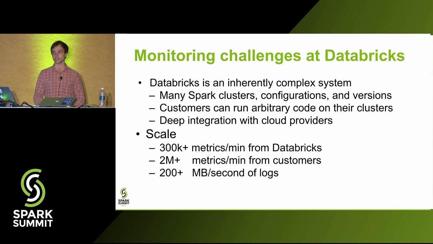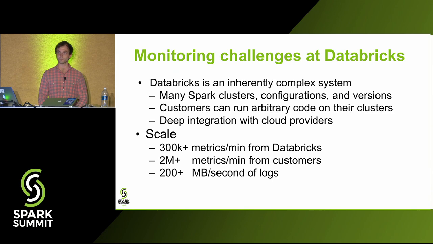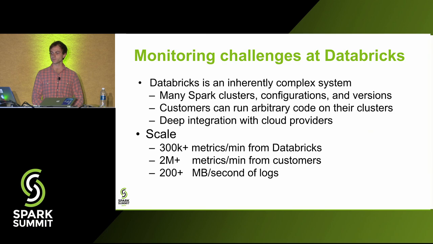Beyond the complexity of understanding what's actually going on with our system, there's also simply a lot of data to process. From our core services that provide the user-visible parts of Databricks, like our notebooks and our job scheduler and our cluster manager, we have over 300,000 metrics per minute. From the clusters that we run on behalf of our customers, we have over 2 million metrics per minute. This makes sense, since we typically have many clusters per customer and then many machines within each cluster. And in addition to this quantitative data, we have over 200 megabytes per second of raw logs.